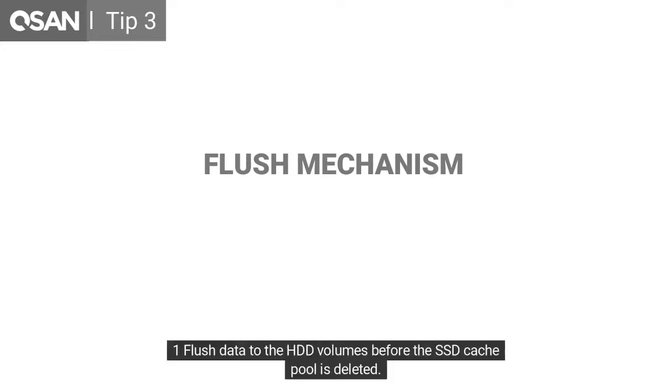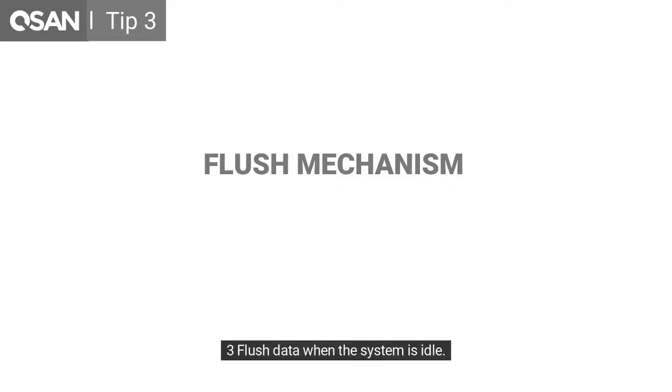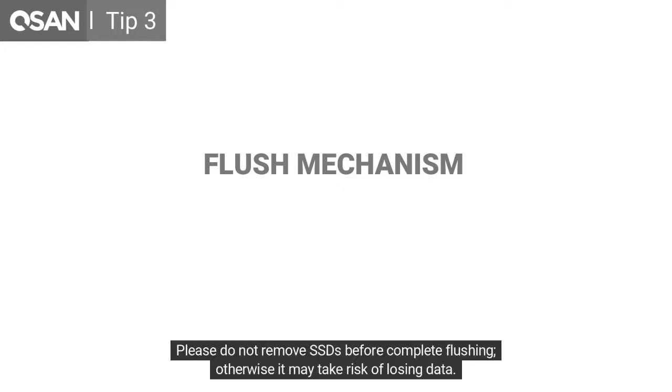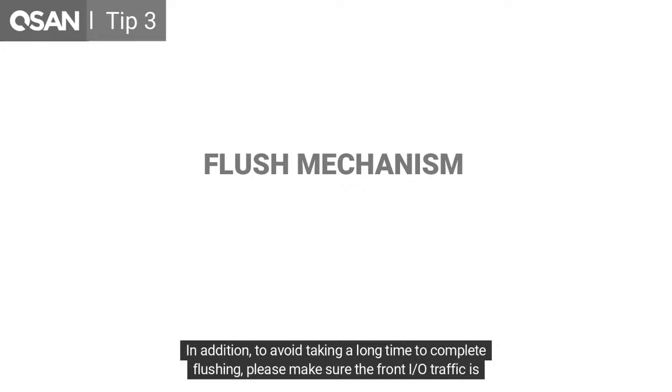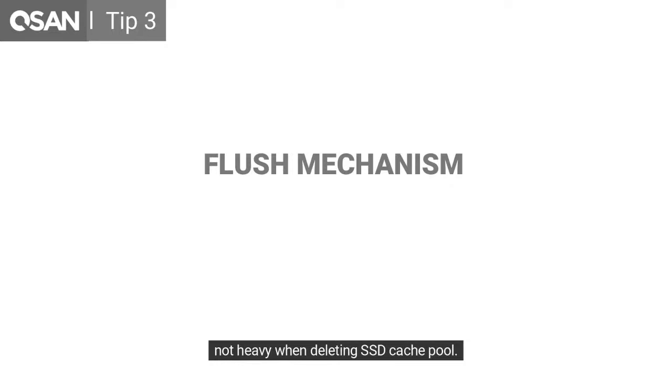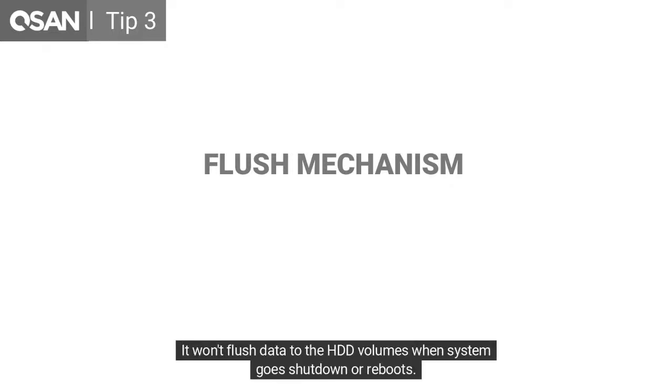In SSD read-write cache, the write data will be flushed to the HDD volume in the following situations. 1. Flush data to the HDD volumes before the SSD cache pool is deleted. 2. Flush data to the HDD volumes before the related volume is disabled. 3. Flush data when the system is idle. It will take time to flush data from SSD cache to HDD volumes. Please do not remove SSDs before flushing completes. Otherwise, there is a risk of losing data. In addition, to avoid taking a long time to complete flushing, please make sure the front I/O traffic is not heavy when deleting the SSD cache pool. It won't flush data to the HDD volumes when the system shuts down or reboots.